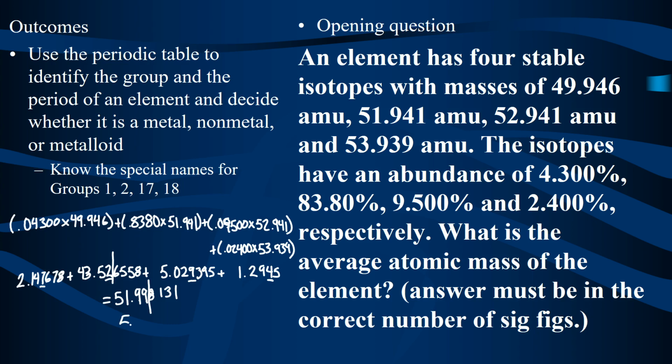The answer that you would type in is 52.00, because that 8 rounds the 9 up to a 10, which rounds the other one up. So you're not double rounding there. You're just carrying the 1.